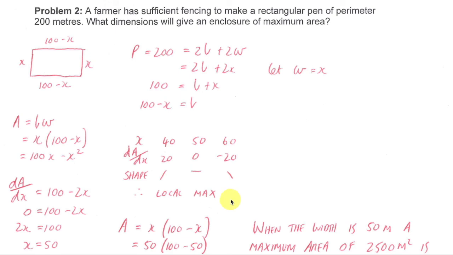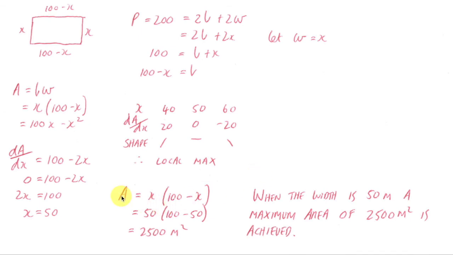Finally, what is that maximum area? What I need to do is substitute the found x value into the original rule. So area equals x times 100 minus x, substitute 50 in for x, and you can see it's 2,500 meters squared. So when the width is 50 meters, a maximum area of 2,500 meters squared is achieved.